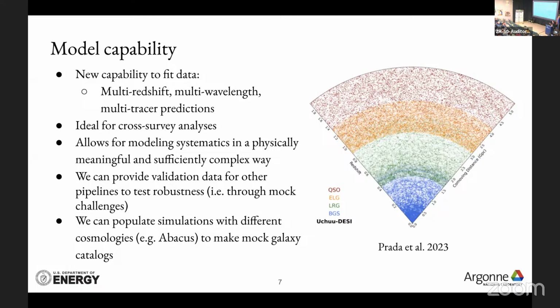And I just want to advertise quickly that we already have the ability to populate different simulations like UNIT and Abacus with galaxies from our model. So if anyone is in need of mock galaxy catalogs, let me know.